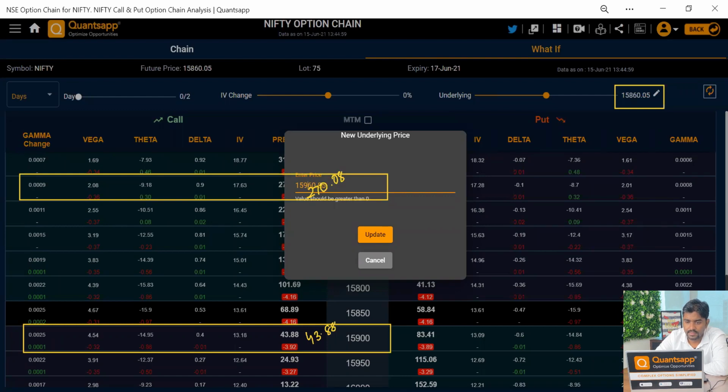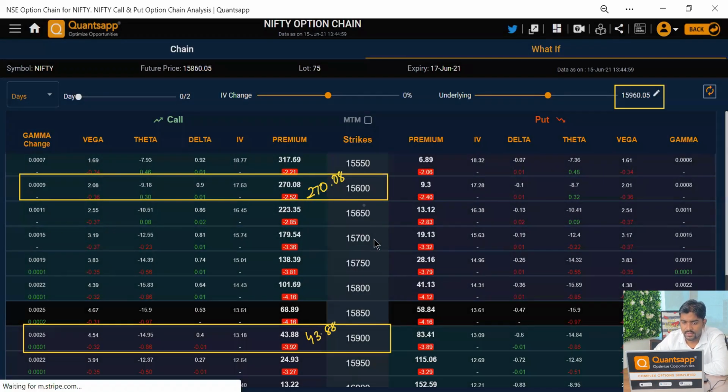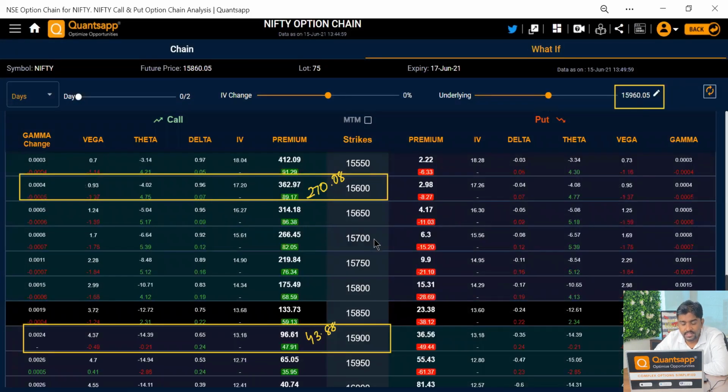Okay, wait. So I'll update it. Okay, so I'll change it by 100 rupees. Now this premium, this 280, has become 362. This 43 rupees will become 96 rupees. Now you can see the delta has also changed. Okay, delta has also changed by some value.